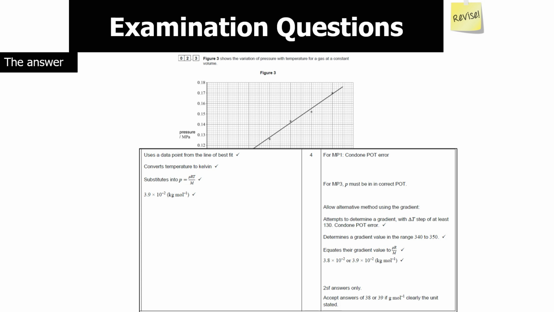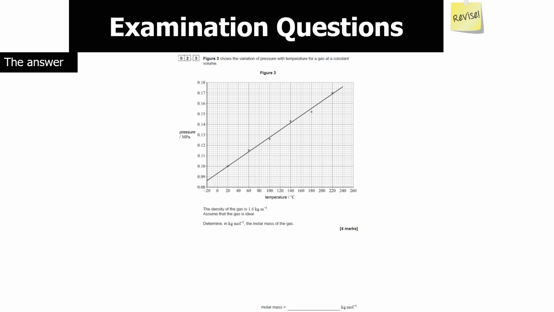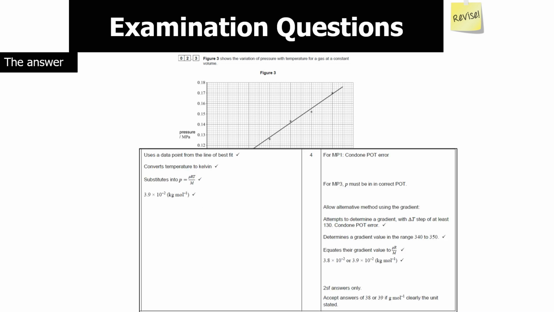We'll then use our previous equation of P equals rho RT over M. We know R from the equation sheet because it is just a gas constant. We know rho from the information given in the question. You are told it. We've read off P and T from the graph, and therefore we can work it out to be 3.9 times 10 to the minus 2.